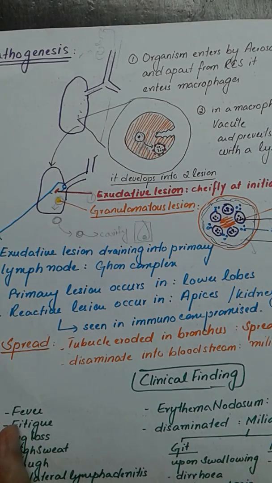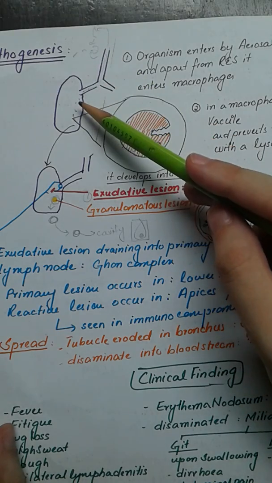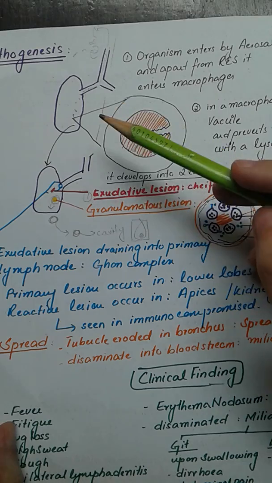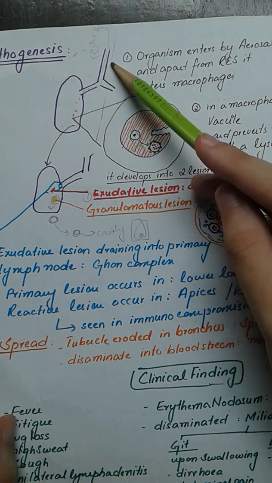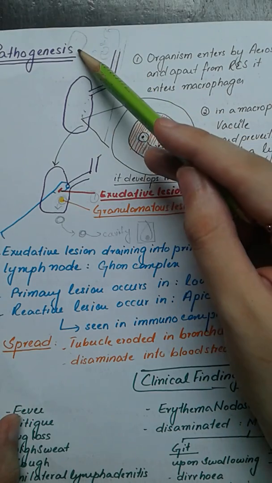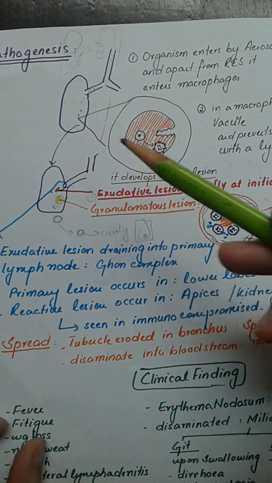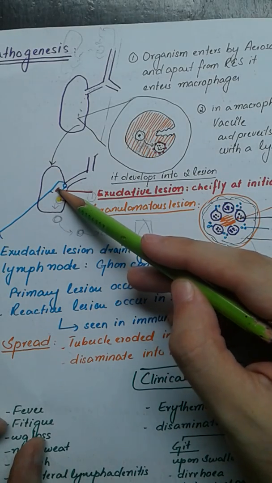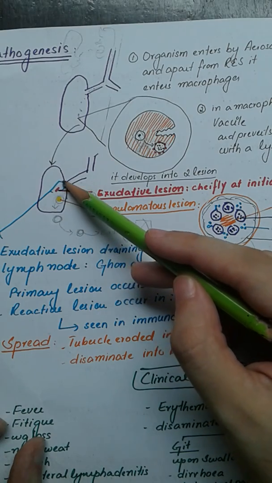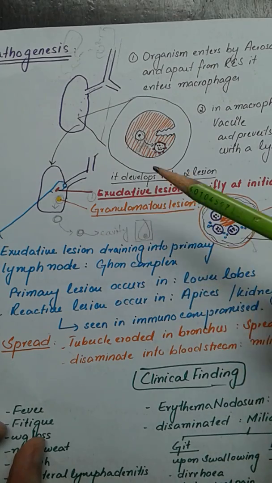Now, what happens if a person has taken the mycobacteria inside and it is producing a lot of lesions? How is this bacteria supposed to infect somebody else who this person will now be coughing on? What happens is that this exudative lesion drains into a lymph node. This complex of exudative lesion and the primary lymph node where it is drained is known as the Ghon complex.